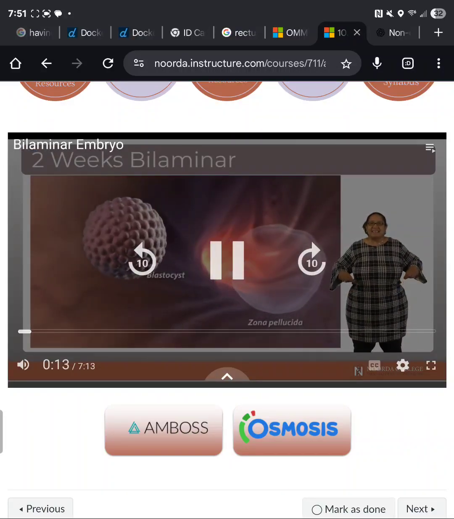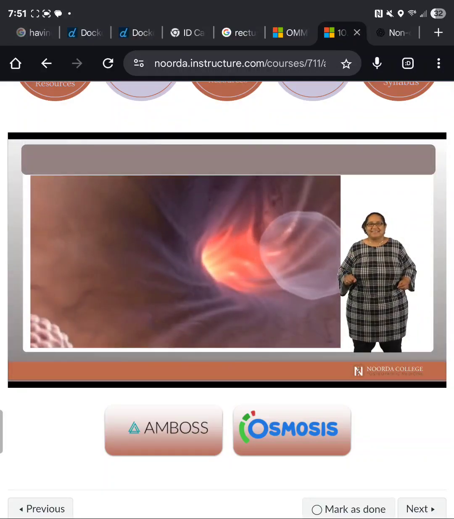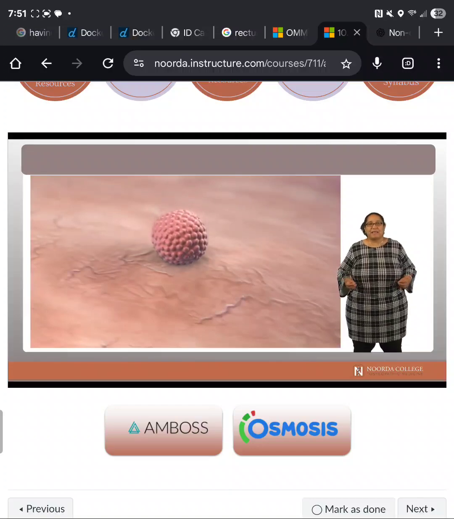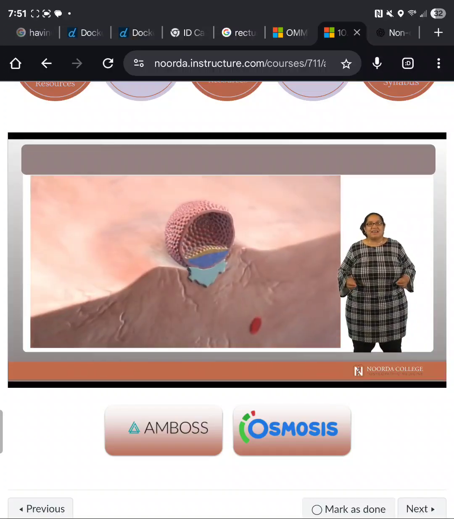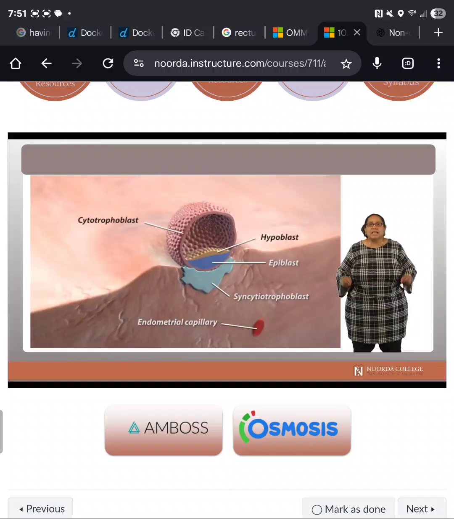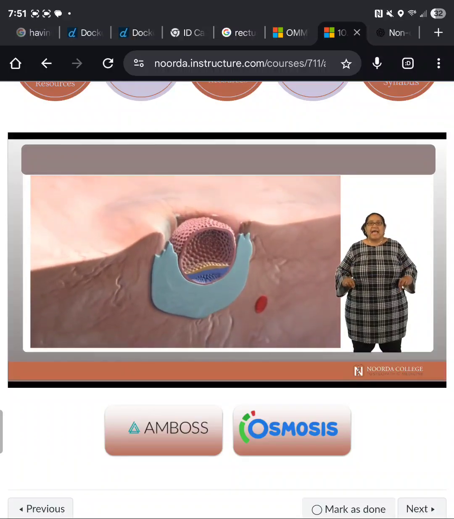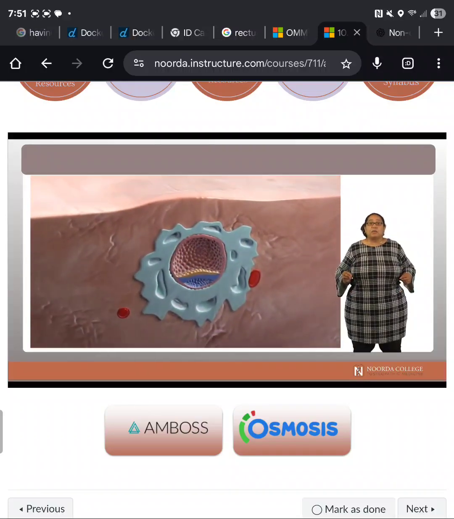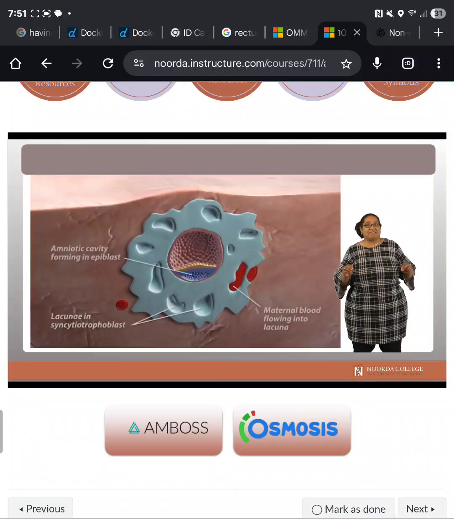Implantation of the blastocyst is completed during the second week of development. As this process takes place, the embryoblast forms a bilaminar embryonic disc. This embryonic disc will give rise to the germ layers that form all the tissues and organs of the embryo. A small cavity appears in the embryoblast, which is the primordium of the amniotic cavity.